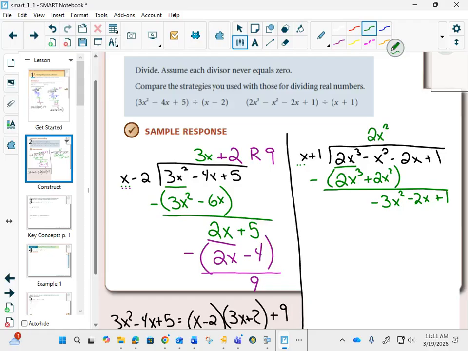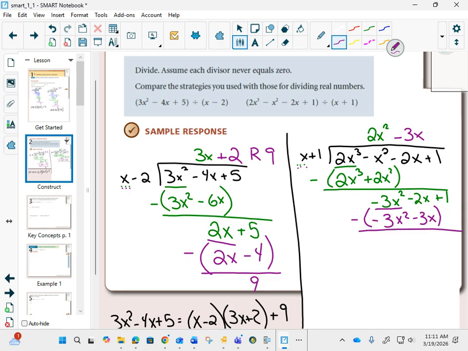Switch colors. I did purple next. Now I have a minus 3x squared. What would I have to multiply that x by to get a minus 3x squared? Minus 3x. I write that above the x's. Minus 3x times this is minus 3x squared. Minus 3x times the plus 1 is minus 3x. Put it in brackets and subtract.